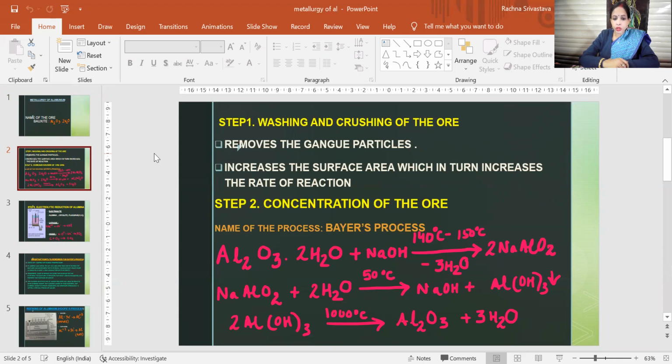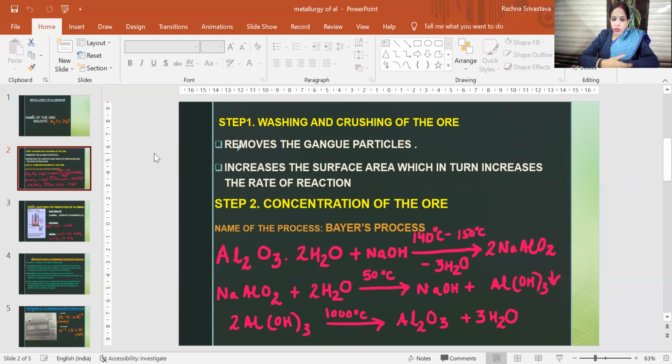Your bauxite, Al2O3.2H2O, is treated with NaOH at a temperature of 140 to 150 degrees centigrade. The water molecules get eliminated and you get a soluble complex, sodium aluminate, NaAlO2. We are all well aware that aluminium, lead and zinc are amphoteric metals. Amphoteric means they show both acidic and basic behavior, and the elements which are amphoteric in nature form a soluble complex when treated with caustic soda, or sodium hydroxide solution, in excess.